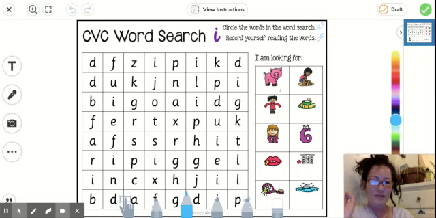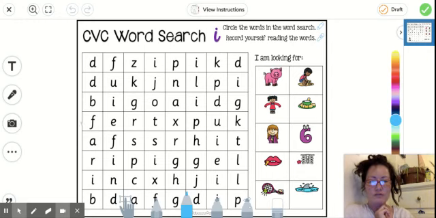As in, if you look at the pictures over here, it says, I am looking for, what's this word? Obviously, pig. P-I-G. Stretch it out one more time. P-I-G. Pig. How do we spell pig? That's right. P-I-G. So here's the strategy.